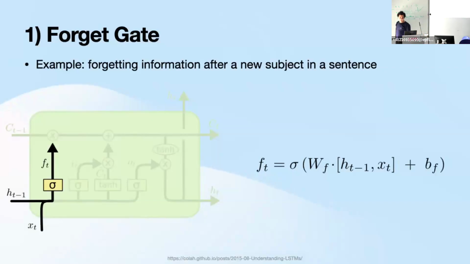And the metaphor that you can use to remember is that you use it to forget information after a new subject in a sentence. For example, you are training an RNN on a text, a bunch of short stories. Whenever each short story begins, it says once upon a time, and so on, and you want to forget information. So the model can learn that when it sees once upon a time, it will adjust the weights in a sense that it would give a 0 in the forget gate. So it will forget the previous information. You can think of it like this. The model might not necessarily do this.